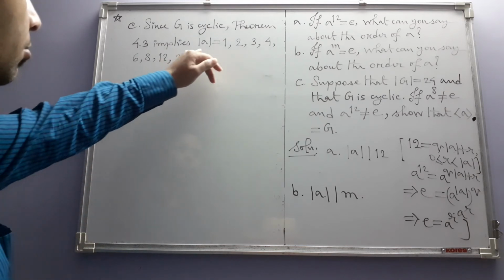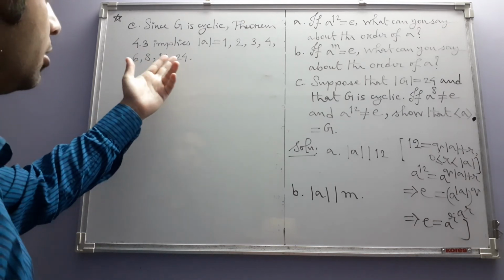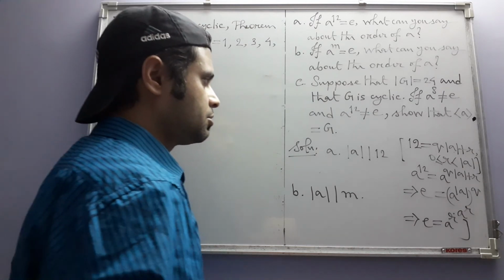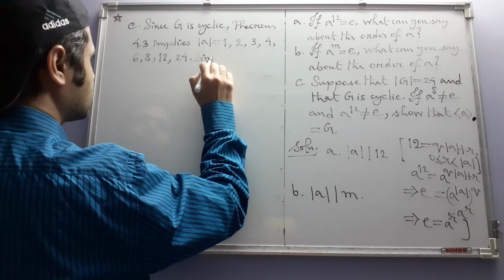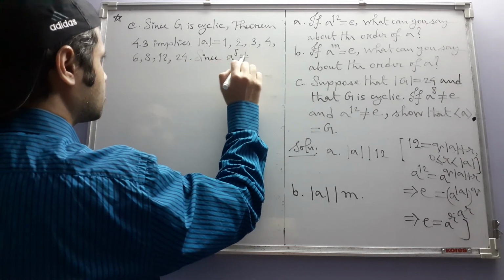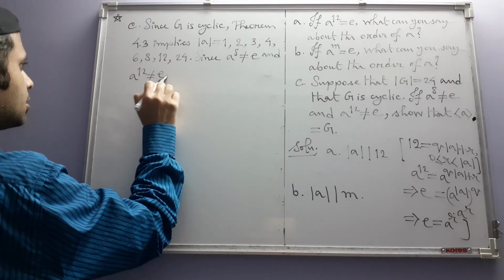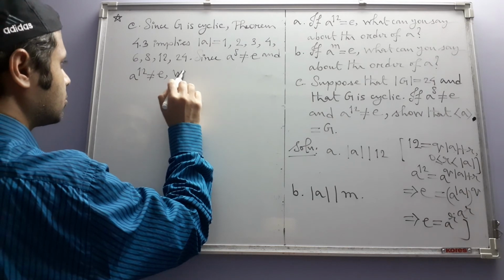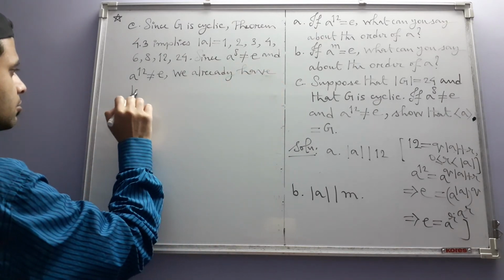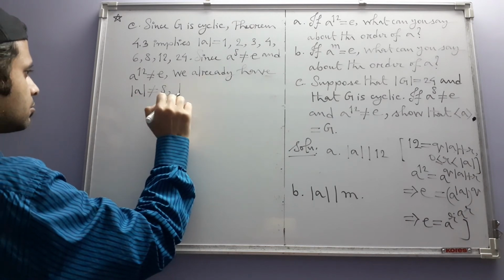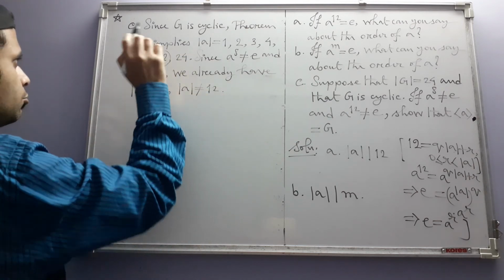We now need to rule out these cases one by one, and we need to show that the order can only be equal to 24, and in doing so we should use these conditions. Since this is also not equal to E, we already have this. So these numbers are ruled out immediately.